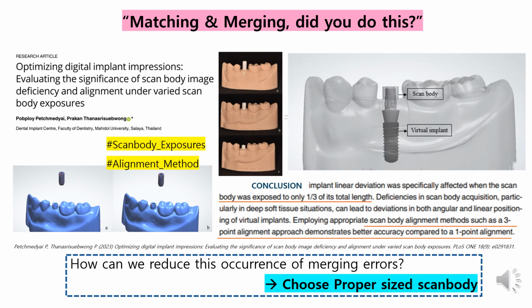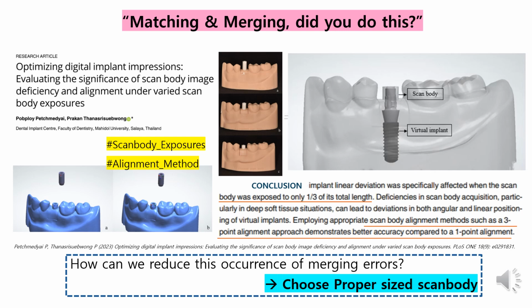Nu Win, although he didn't state the size, it might have been a posterior molar, and due to the distance between the teeth, a shorter scan body might have been used. If so, this could have been the cause for the occlusion error. Furthermore, the method of matching, whether using 3 points or 1 point, can also make a difference. Therefore, the matching and merging process is very important, and there is a high probability of errors occurring, so technicians need to pay close attention to the process.